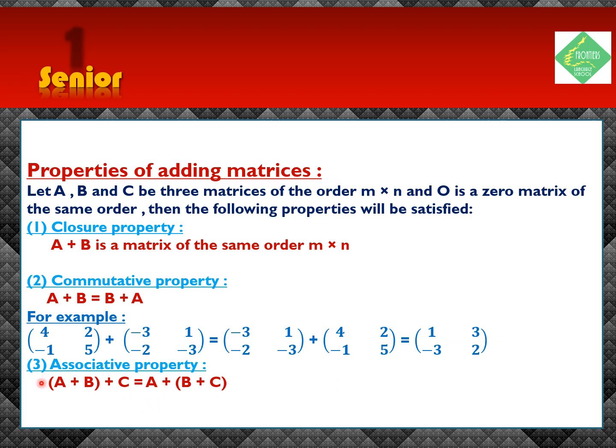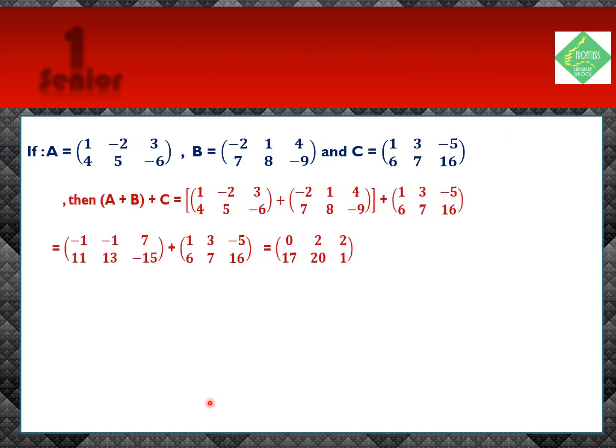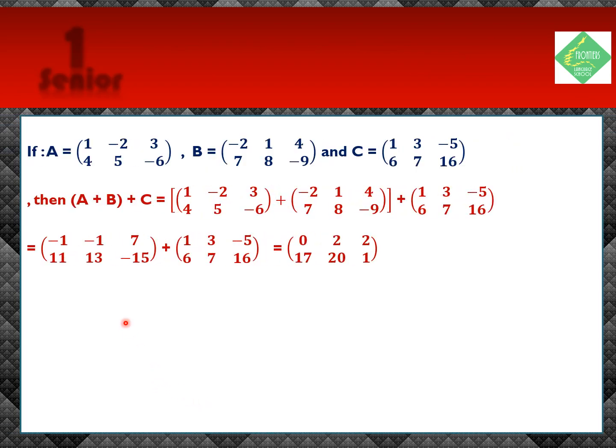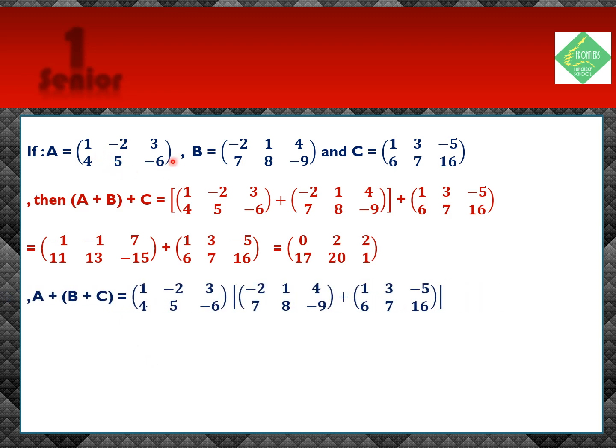Associative property. You can start adding 3 terms by A plus B at a time or B plus C. The result will be the same. If A equals negative 2, 3, 4, 5, negative 6, B equals negative 2, 1, 4 and 7, 8, negative 9, C equals 1, 3, negative 5 and 6, 7, 16, then add A plus B, you will get negative 1, negative 1, 7, 11, 13, negative 15. And now add C, you will get the result 0, 2, 2 and 17, 20 and 1.